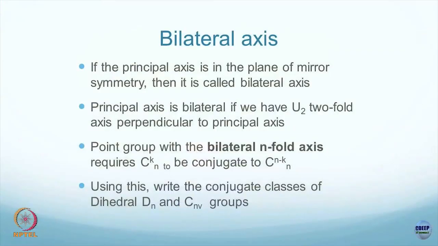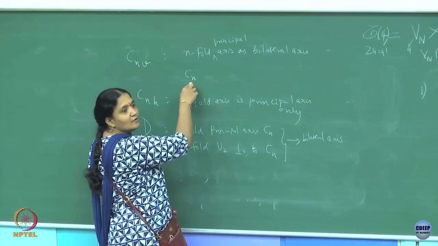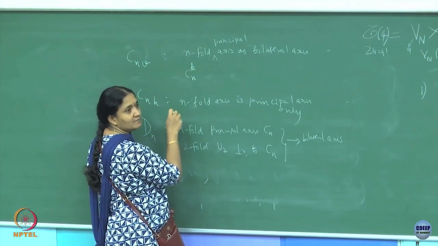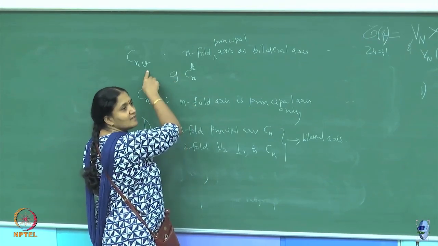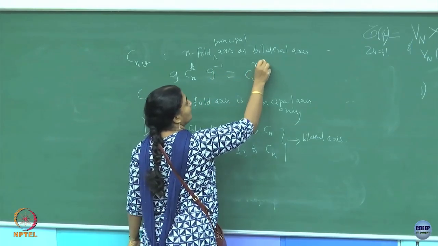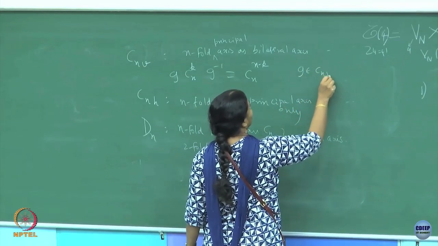What is the advantage of defining a bilateral axis? Once you have a bilateral axis, then of course you can verify, but you can also say that if you do C_n^k, okay. So, if you take the principal axis, take C_n as the generator for the 2 pi by n rotation. If you do it k times, you can always find some element in the group G such that C_n^k is conjugate to its inverse, where G is an element of the group, for example, okay.